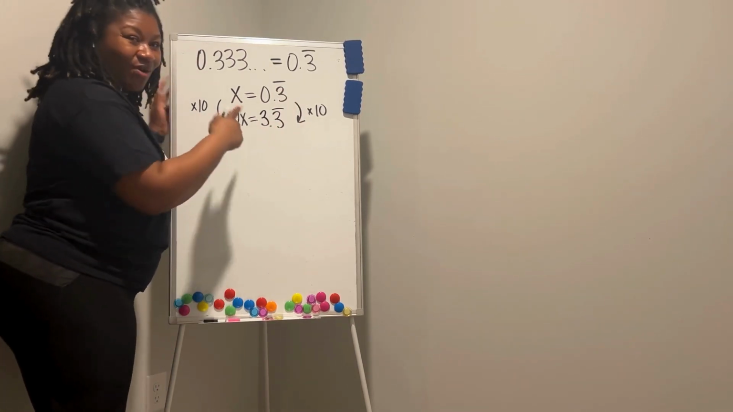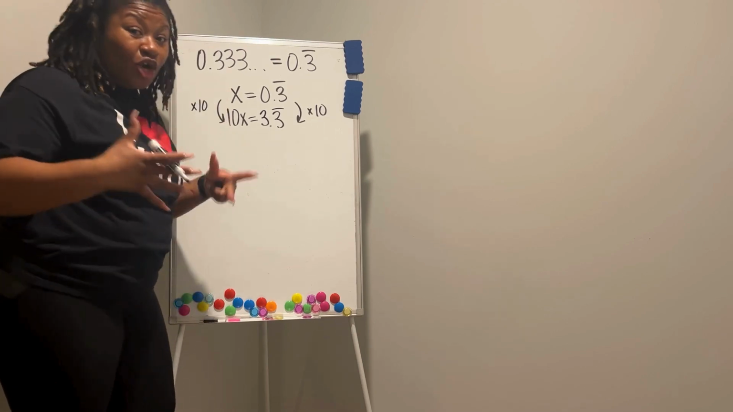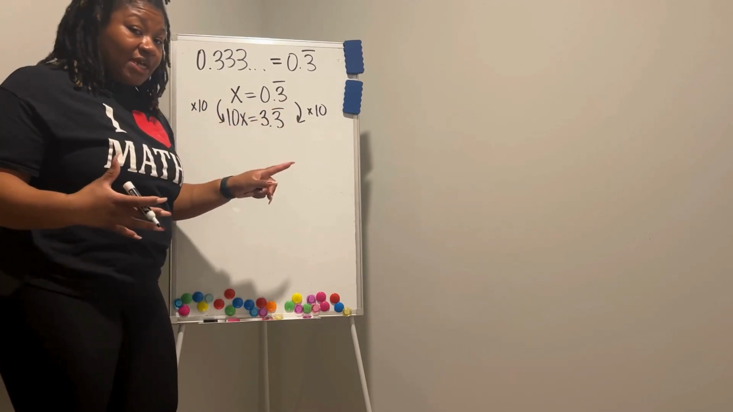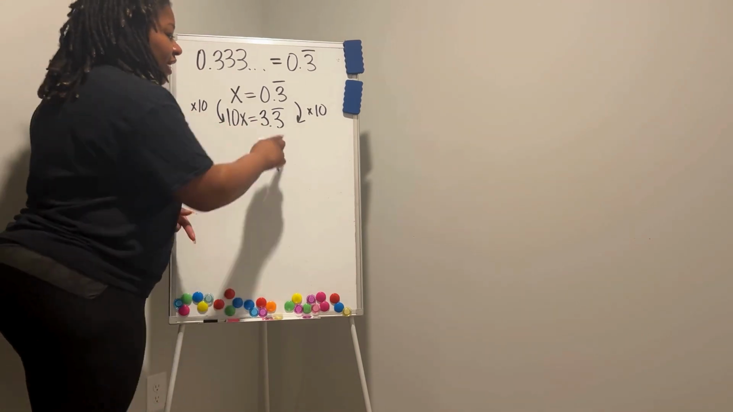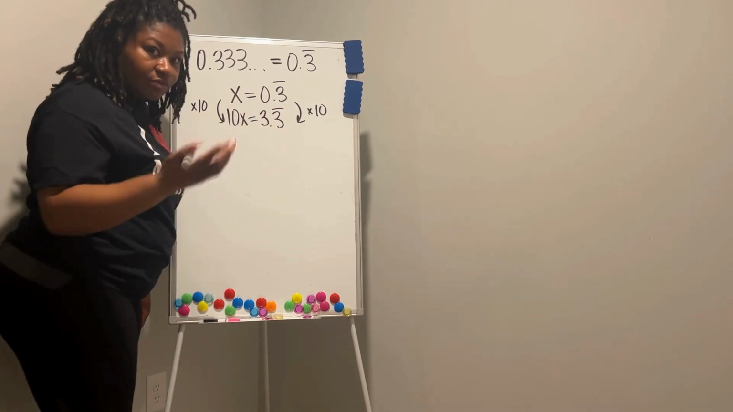The only difference is now I have a whole number, right? And these equations are equivalent. They have the same exact solution because I did the same thing to both sides. So now that I have this equation, it's going to allow me to eliminate my repeating digits. How, you may ask? By subtracting the repeating digits.